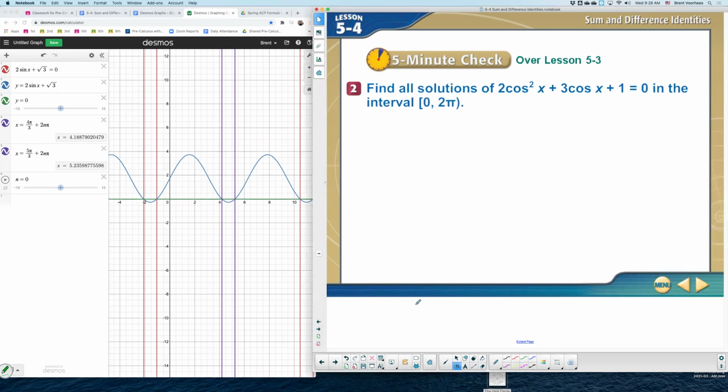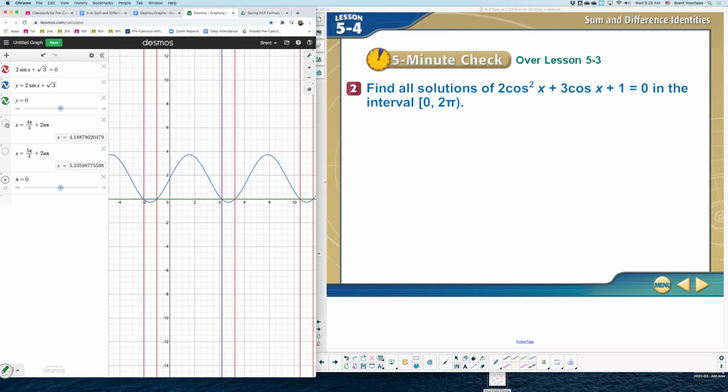Number 2 says find all solutions, this time on the interval from 0 to pi. So we're not going to do the infinite this time around. So I'm going to just take these off here for later when I check my answer. So let's solve this problem. Now this problem is a little different in that I have powers of x.